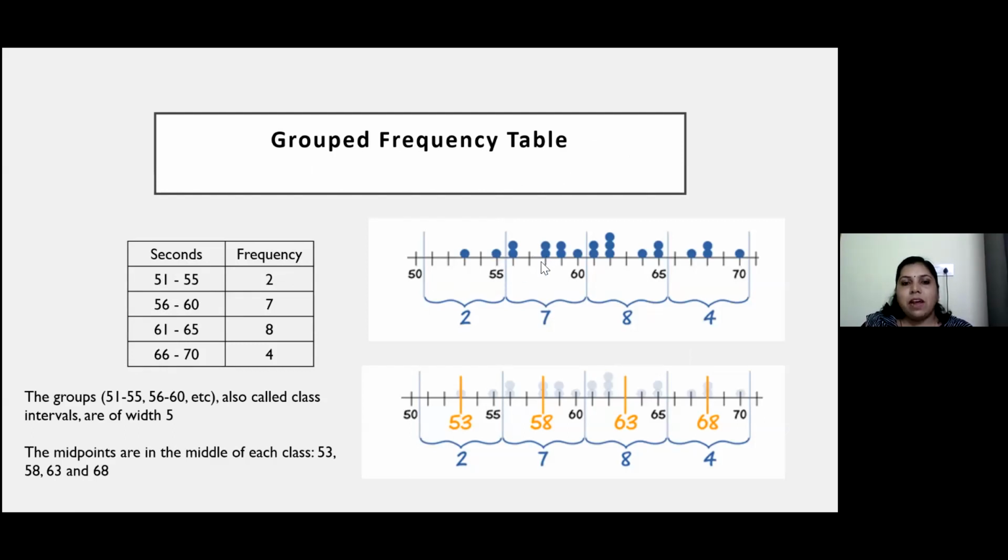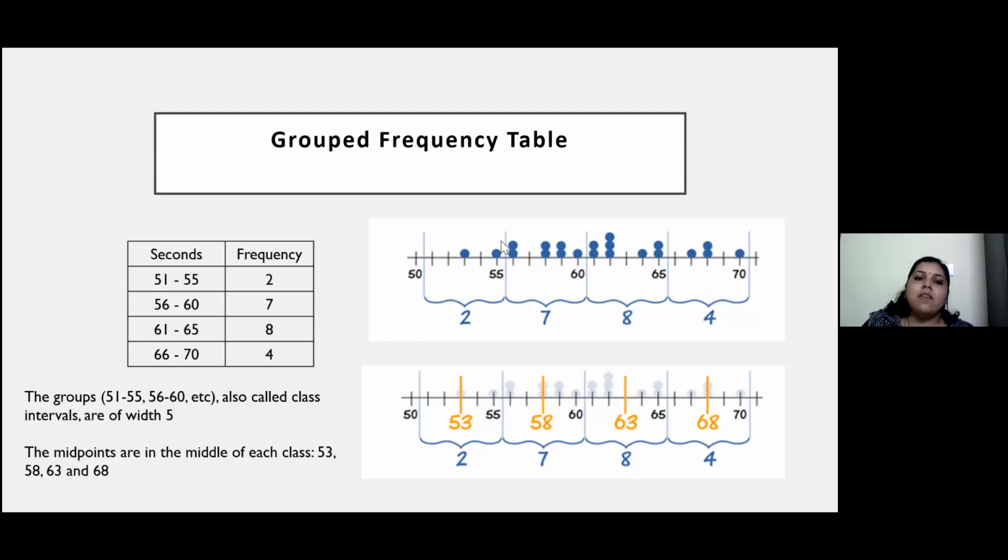Then between 56 to 60 we have got seven data. Between 61 to 65 we have got eight data, and then 66 to 70. This is how we divide it, that is, dividing the whole data into continuous form. That is 50.5 to 55.5, 55.5 to 60.5, 60.5 to 65.5, 65.5 to 70.5. Likewise, we divide it.